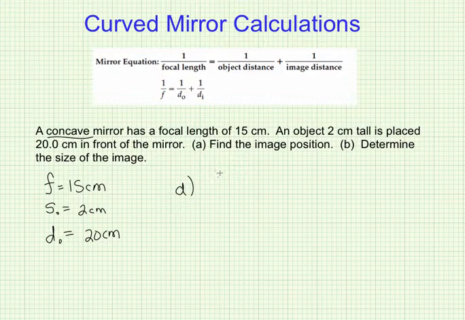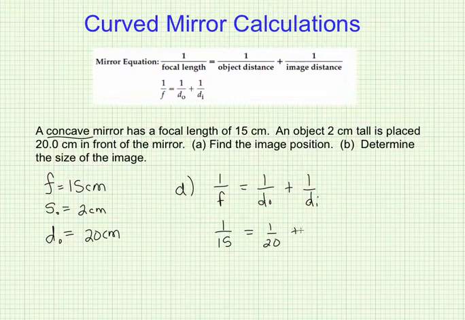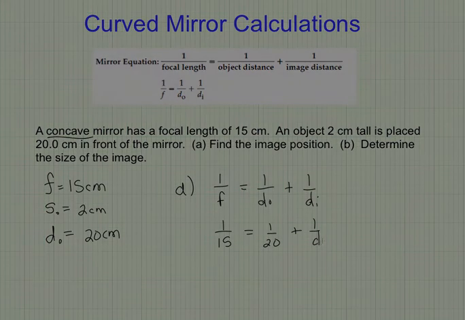What is the position of the image? So we're going to use the relationship that 1 over F equals 1 over the object distance plus 1 over the image distance. Now you have a separate little video that shows you how to use the calculator on this. That x to the minus 1 button is going to be hugely helpful to you. Since it's a concave mirror, that means my focal length is positive. It's just 1 over 15. My object distance is 20 centimeters. And so now I can calculate for DI.